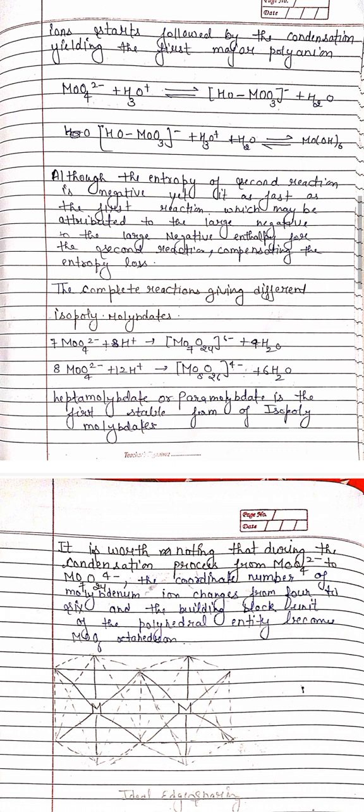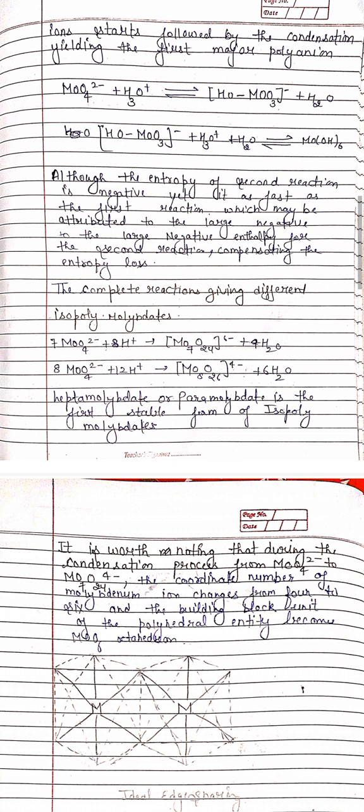Although the entropy of the second reaction is negative, yet it is as fast as the first reaction, which may be attributed to the large negative enthalpy for the second reaction, compensating the entropy loss. The complete reactions giving different isopolymolybdates: 7MoO4 2- plus 8H+ gives Mo7O24 6- plus 4 water molecules.